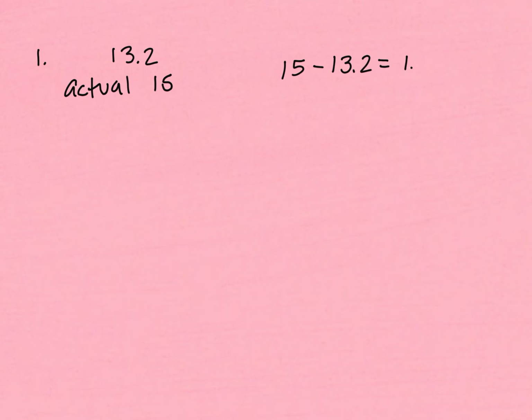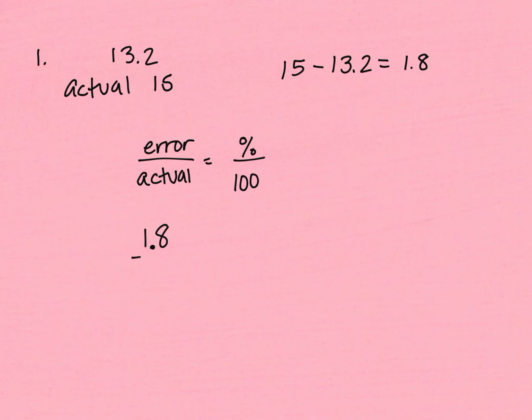And so on the percent error, we do the error or the difference divided by the actual, and then we do the percent over 100. So in this problem, our error is 1.8, and the actual distance traveled was 15. So we are going to cross multiply and divide to figure out what the percent comes out to.